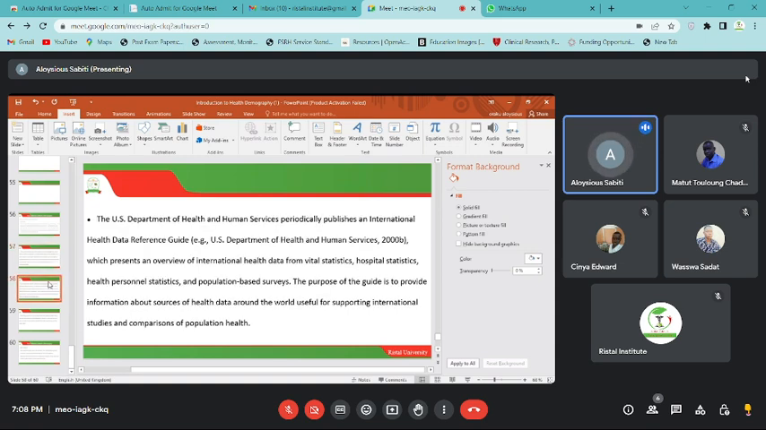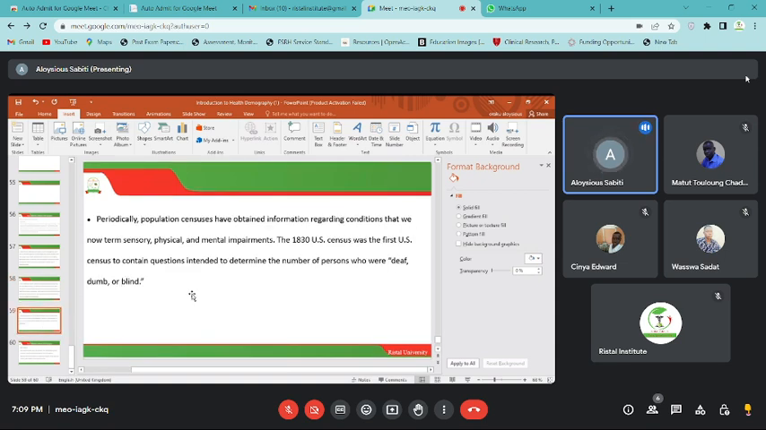Just to go back to what we call a census, from an example of the US Department of Health and Human Services, they periodically publish an international health data reference guide, which presents an overview of international health data for vital statistics for the majority of the countries. If you went and looked at the international health data reference guide, you'll realize that there's a lot of population health data. And remember this module is about population and health. Now we are trying to show you where we are able to get population health data. The purpose of that guide is to provide information about sources of health data around the world, useful for supporting international studies.